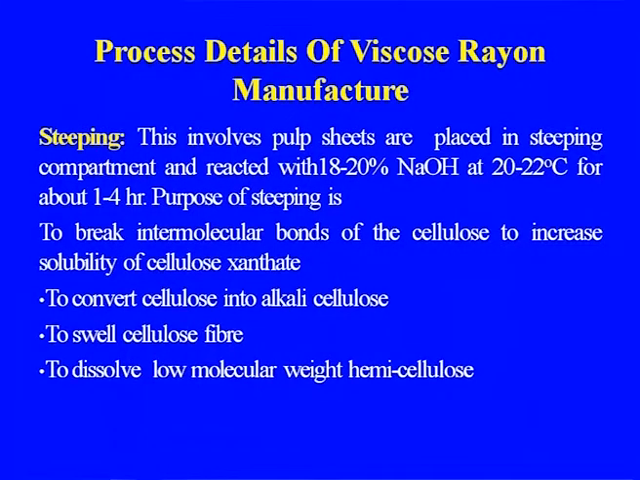What is the purpose? One purpose is to break the intermolecular bonds of the cellulose, to increase the solubility of the cellulose xanthate, because finally we are treating with carbon disulfide for xanthation. So the cellulose is converted into alkali cellulose, which swells the fiber, and so there is a better reaction with the carbon disulfide, and it dissolves the low molecular weight hemicellulose.